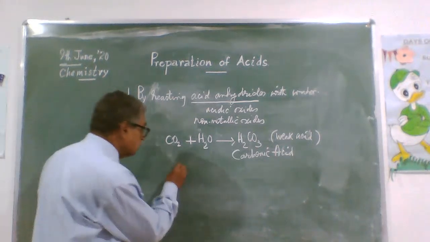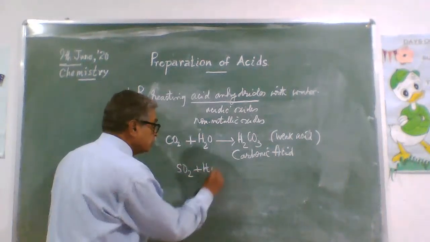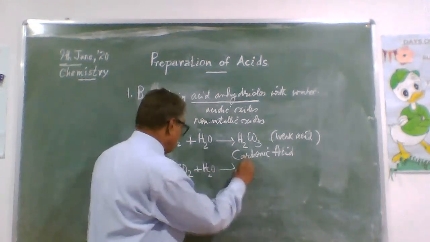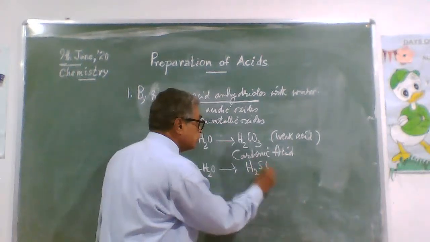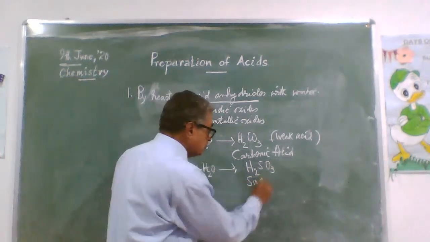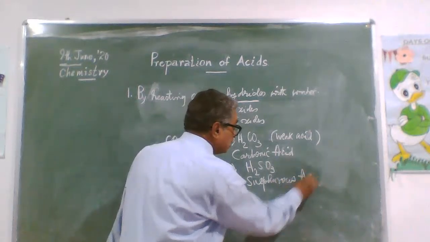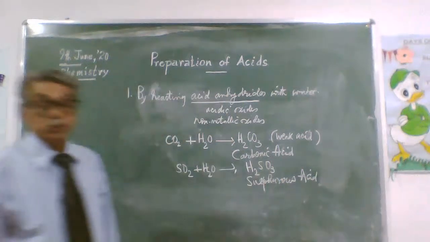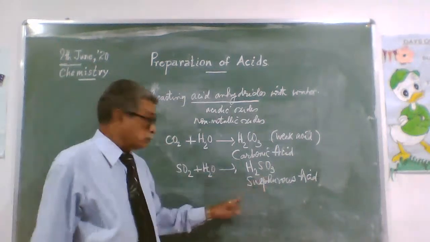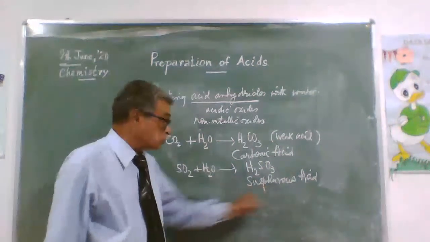Another example, sulfur dioxide. You can make sulfur dioxide react with water. It produces H2SO3. This is called sulfurous acid. H2SO3 is sulfurous, not sulfuric. H2SO4 is sulfuric acid.